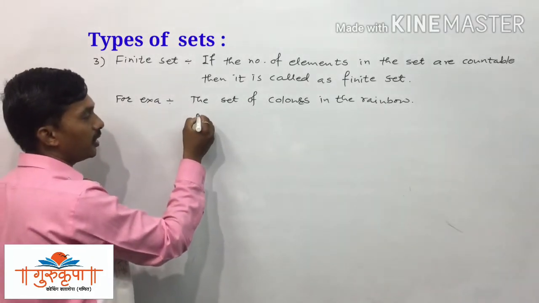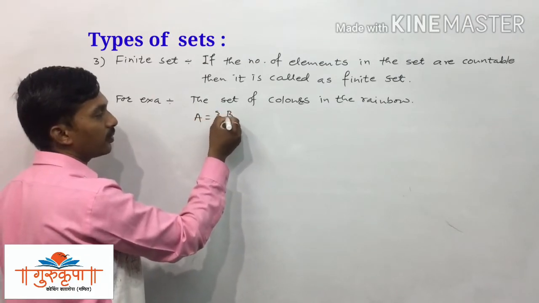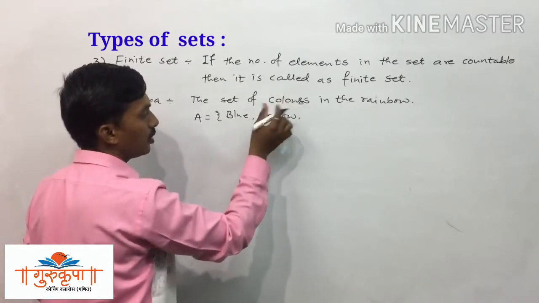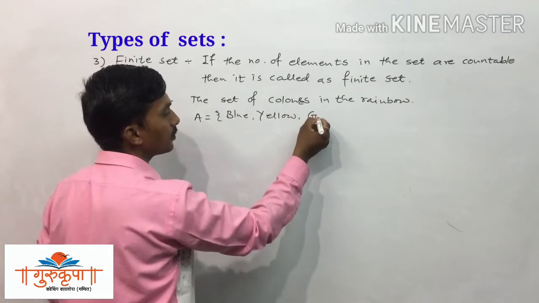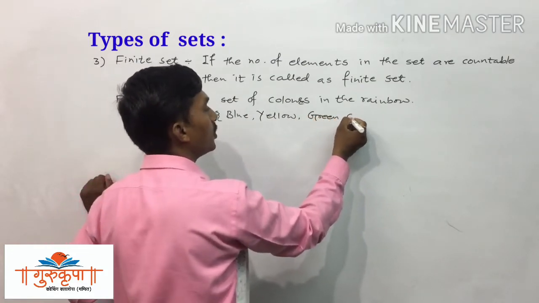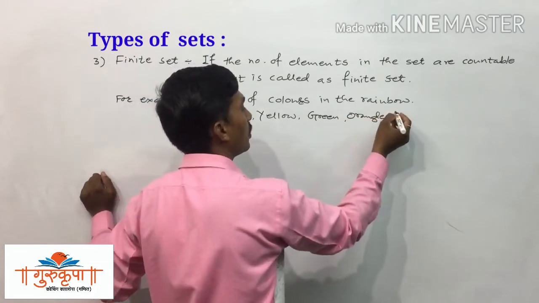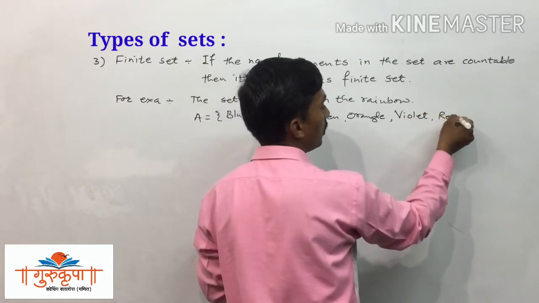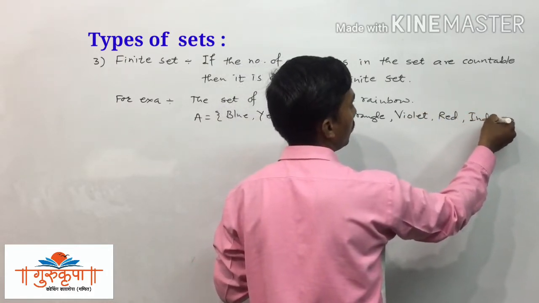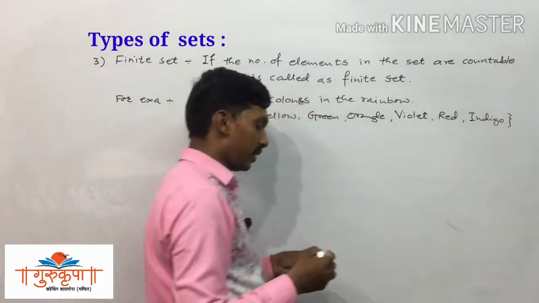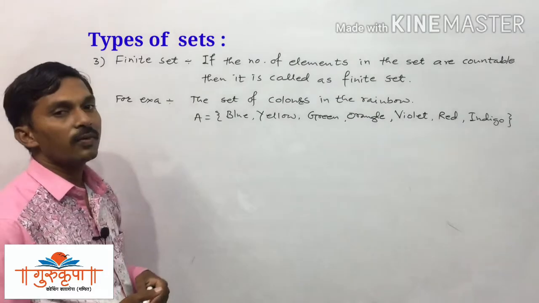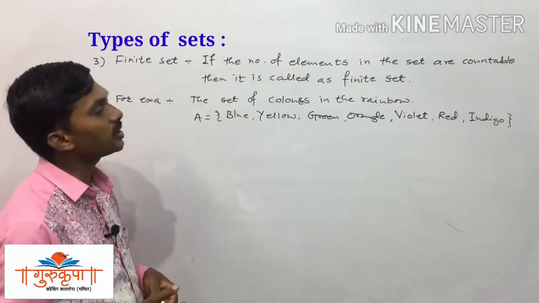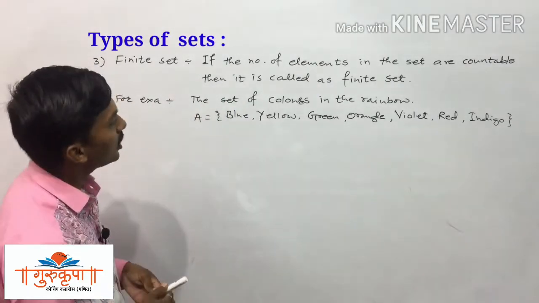So here we'll write A is equal to, in the curly bracket, first color is blue, then yellow, after yellow green, next one is orange, then violet, then red, and the last one is indigo. Here we have 7 colors in the rainbow. So this set is a finite set. As there are 7 elements, we are able to count the elements in the set, so it is a finite set. We can write one more example.